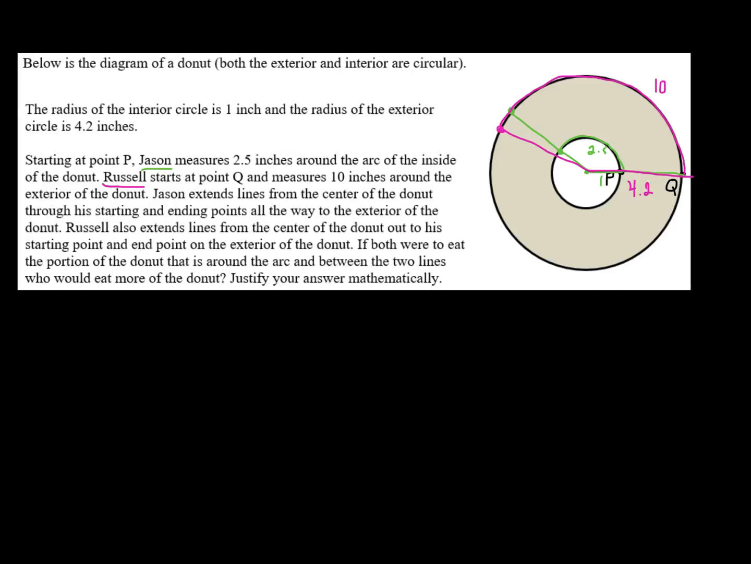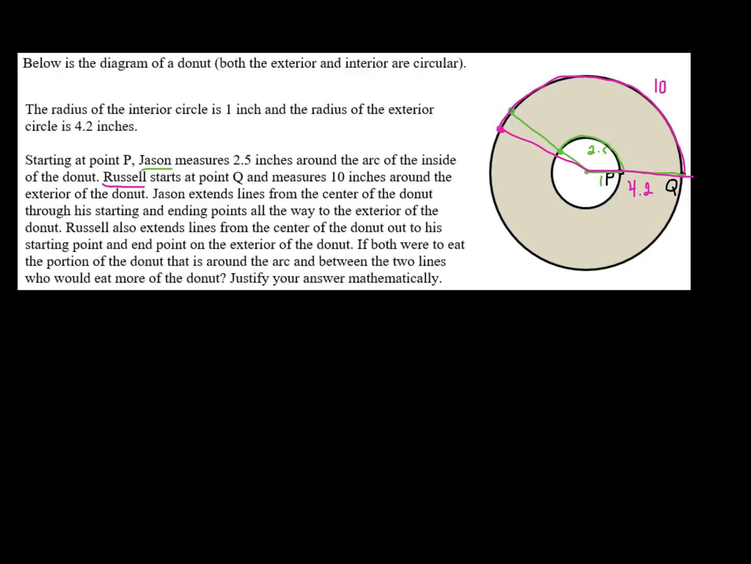According to the way that we've drawn it, it's pretty obvious that Russell would be eating more of the donut. But we just drew this diagram, and we don't know if we're being exactly precise. We don't know if this 10-inch arc actually gets us further than this 2.5-inch arc on the inside. So we want to think about what would cause one portion to be greater than the other. And we can see pretty clearly here that it depends on who creates the bigger angle. According to the way we've drawn it, Jason has drawn a slightly smaller angle, whereas Russell's angle is a little bigger.